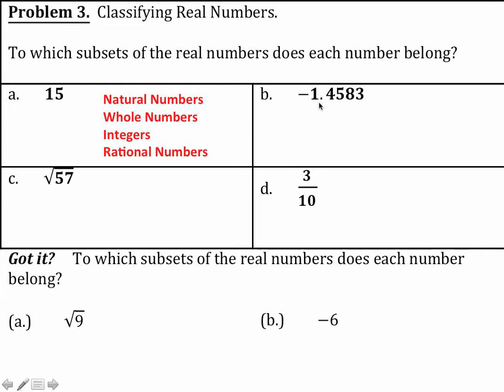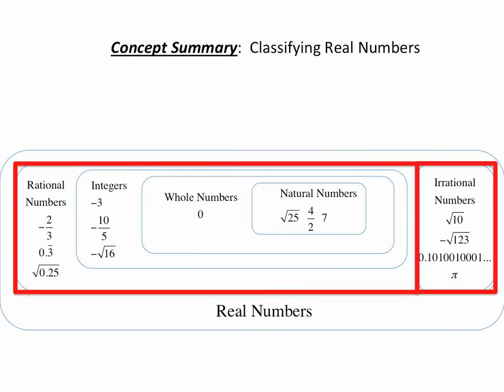So I got negative 1.4583. Well, when I started counting, I never counted with decimals or even negatives, right? So if we look back at our picture, he's not a natural number. He's not a 1, a 2, or 3. He's not a whole number because those are just these with a 0 included. All right? He's not an integer because it's not a negative 4 or negative 2. So these are all nice, pretty numbers. Notice these are just in disguise. Negative 4, negative 2, okay?